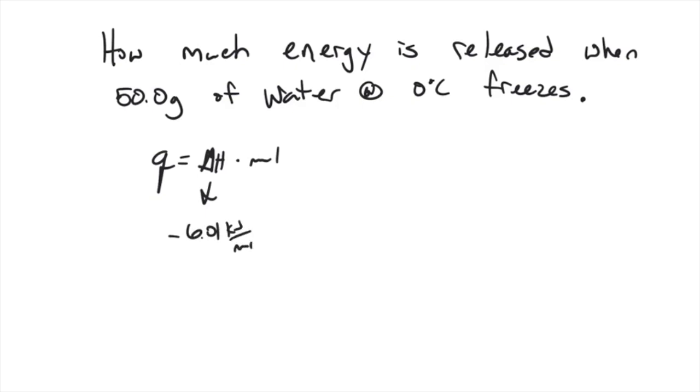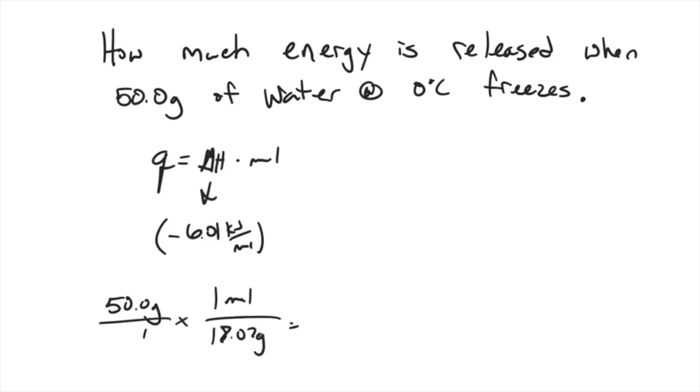This is the amount of energy released per mole. Now I need to figure out how many moles 50 grams is. Well, 50 grams over 1, and this is of water, so 1 mole is 18.02 grams. When I divide these, the number of moles is 2.77 moles.